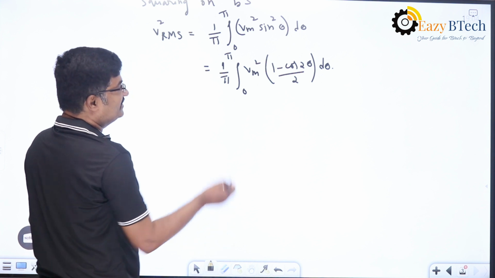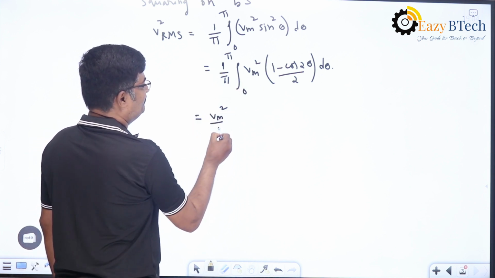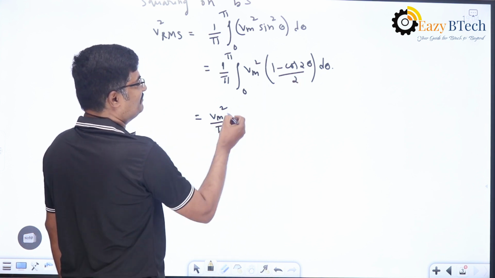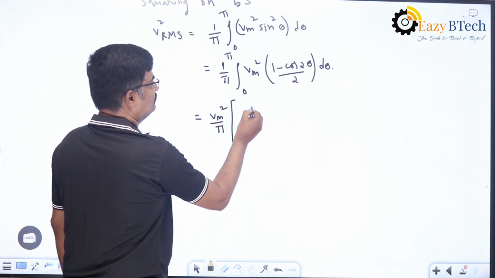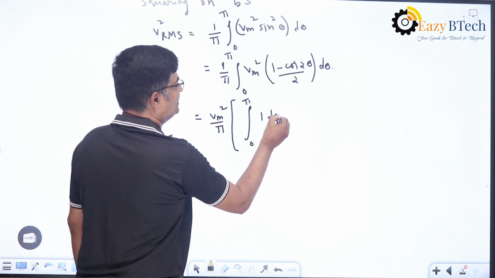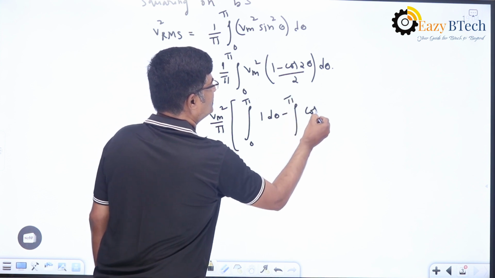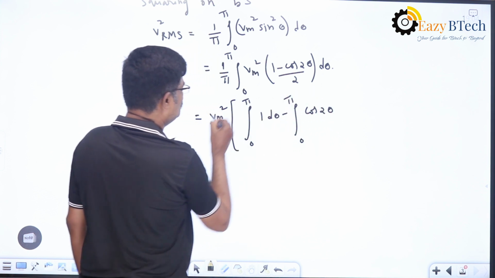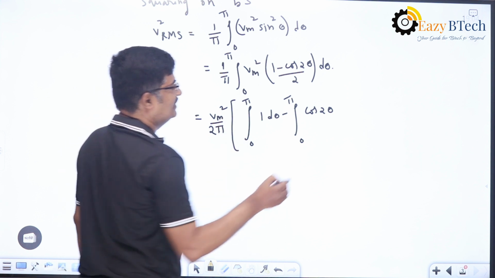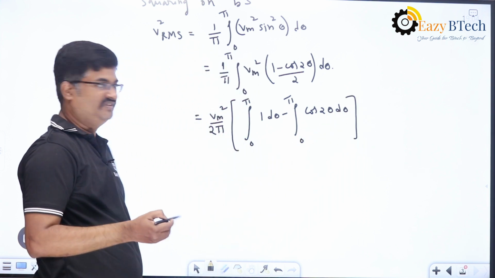Now here, what is happening? Vm square I am removing outside. Vm square by pi. Now I am separating this: integral 0 to pi 1 into d theta minus integral 0 to pi cos 2 theta. This 2 also I will be taking outside into d theta. These are the values which I am having.